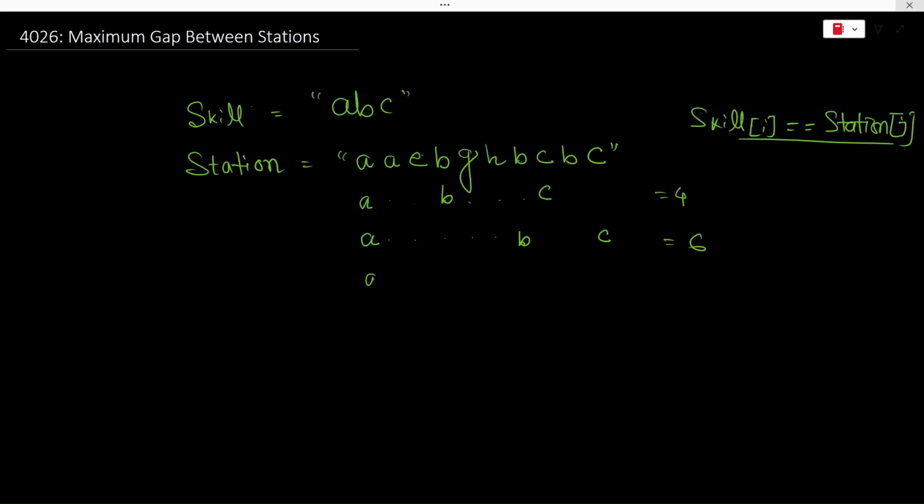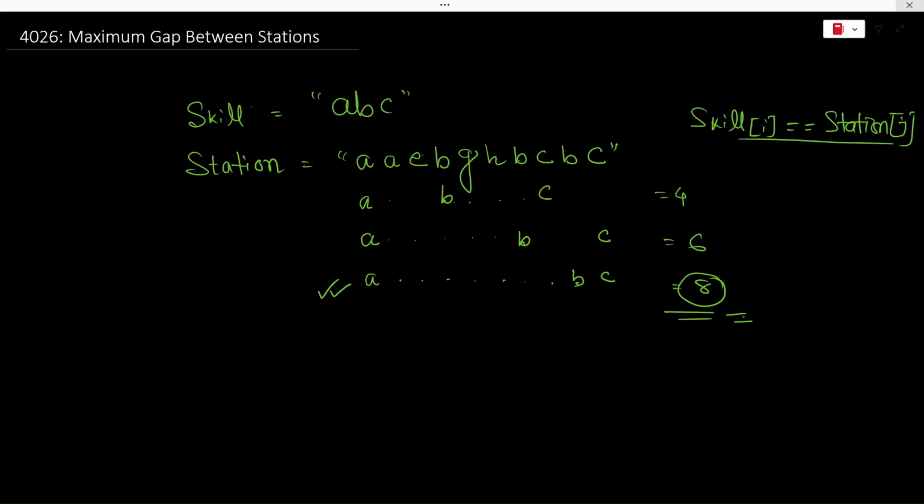Another possibility is this A. Now assign B over here, then C at the end. Then it will be 1, 2, 3, 4, 5, 6, 7, and 8. This will be 8. So there are many possibilities over here, but we need to return the maximum gap of two consecutive assignments, right? So we will choose this assignment over here, which gives us 8 as our maximum gap. So we need to return this 8. Okay, I hope the problem is clear to you.